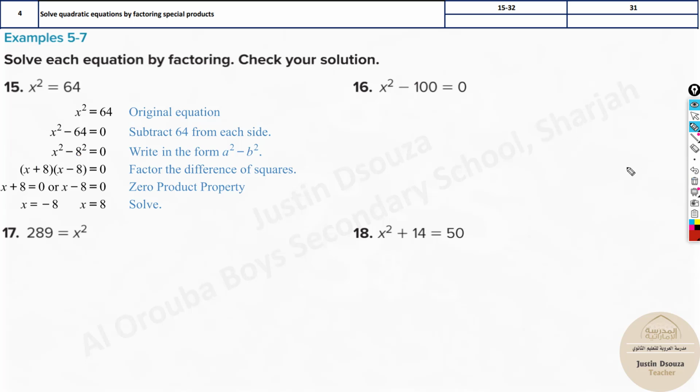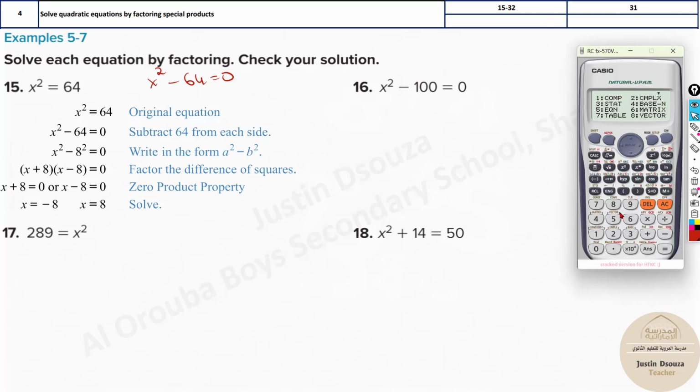Now another way is the easier way. It would be just the calculator method. For that, you need to have the right side equal to 0. So take this to the other side. It's x squared minus 64 equals 0. Now basically you solve it. Let's take out our calculators and solve.